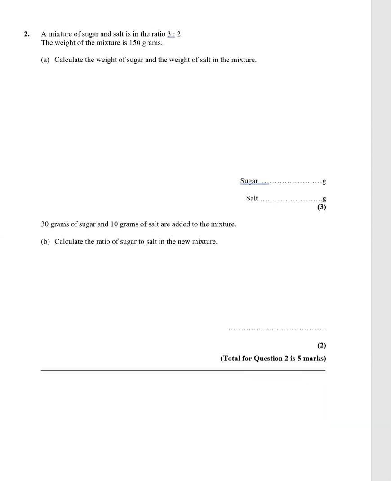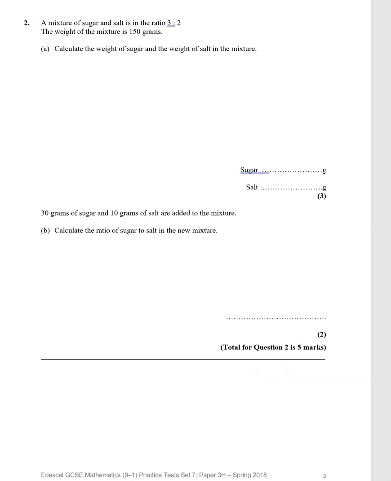Question 2. A mixture of sugar and salt is in the ratio of 3 to 2. The weight of the mixture is 150 grams. Calculate the weight of sugar and salt. Right, so just sharing in a given ratio. Add these together. This gives you 5. So you do 150 divided by 5, which is 30.